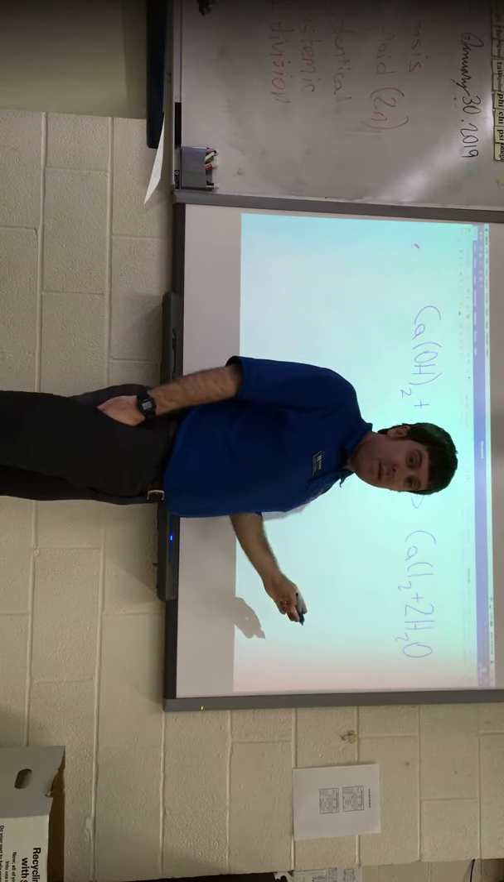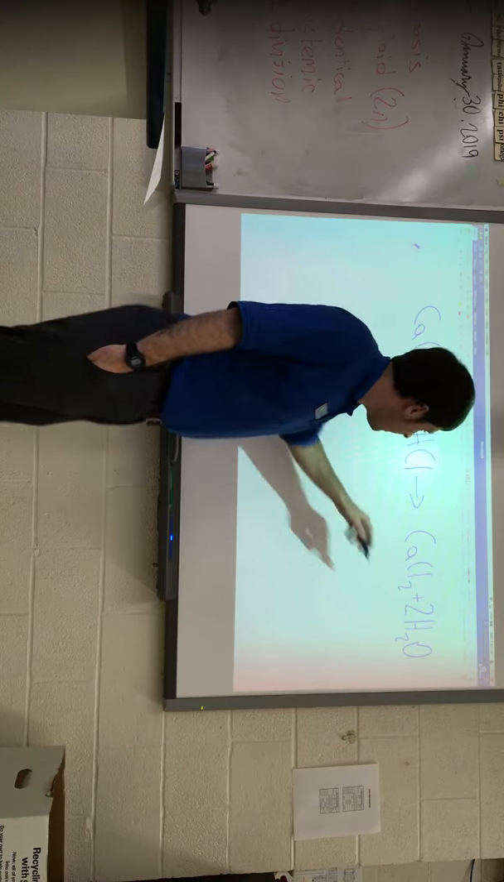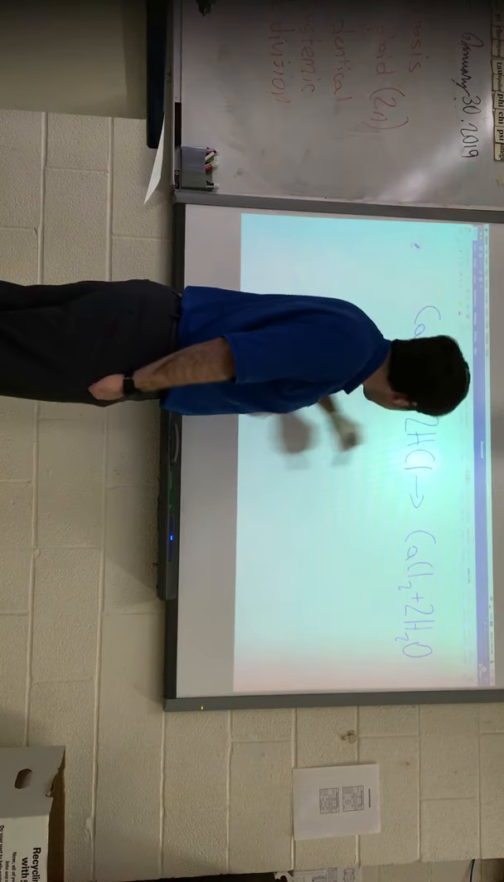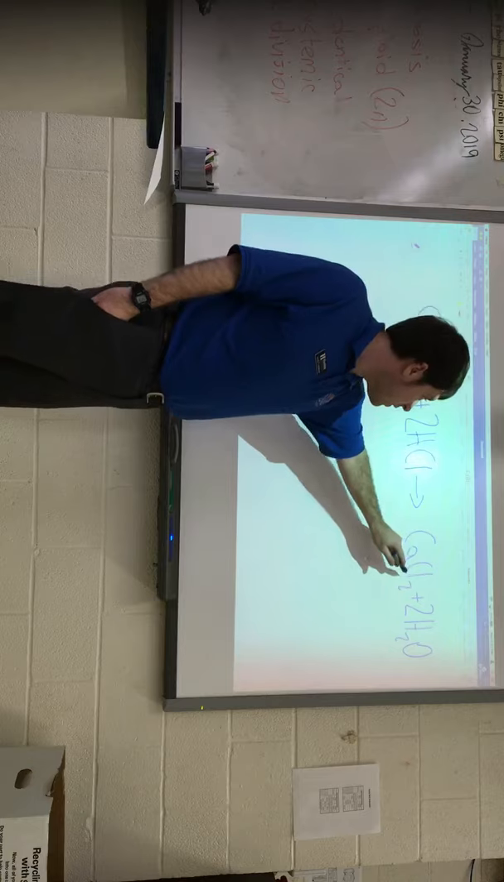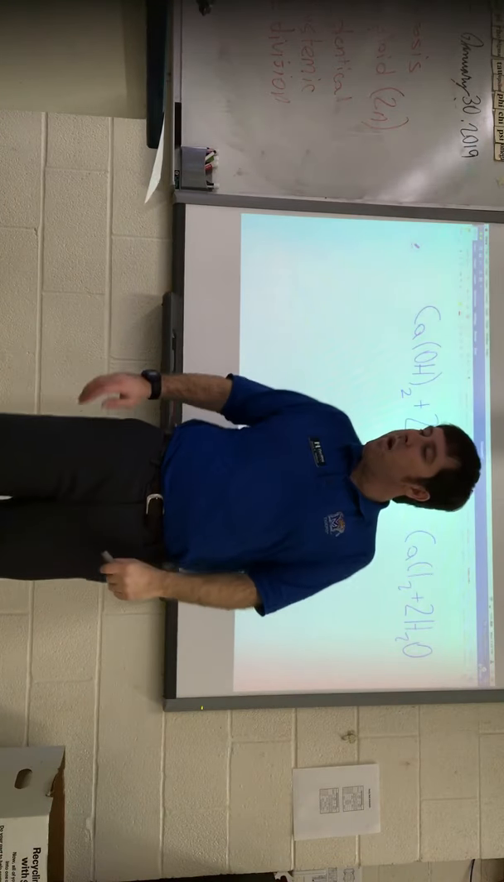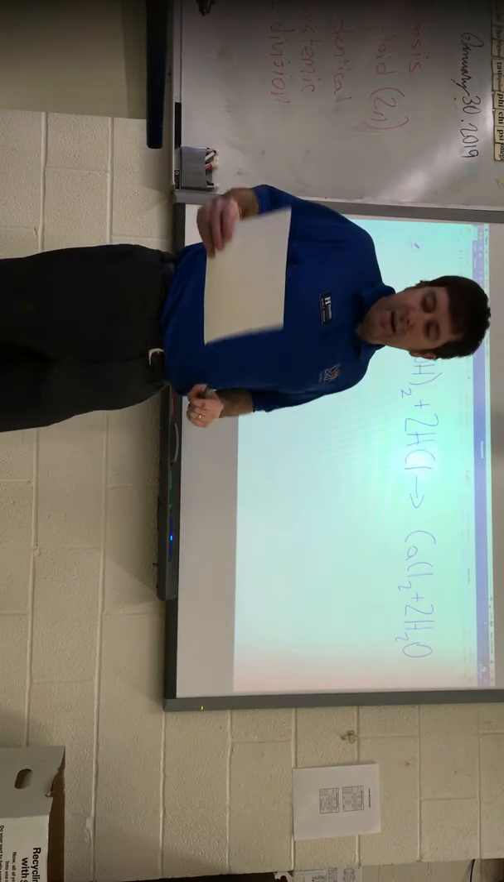Now my oxygen's fine, but I have 4 hydrogen right there, and a total of 3 over here. What if I put a 2 right here? Okay, that fixes our hydrogen problem. And it also fixes our chlorine situation. We got 2 chlorines, so now we're all balanced. We're good.